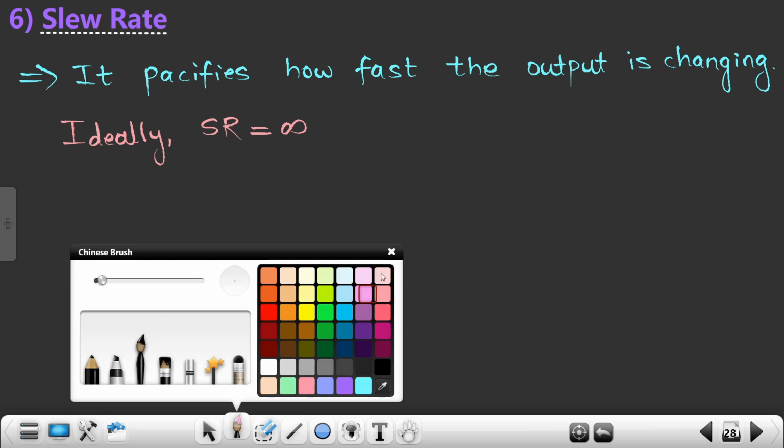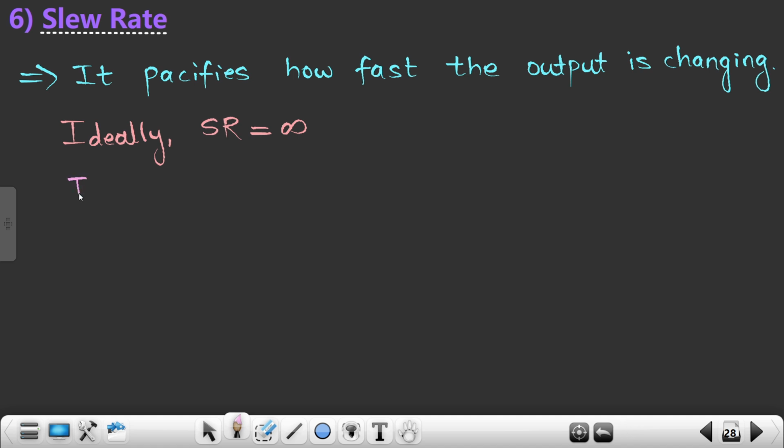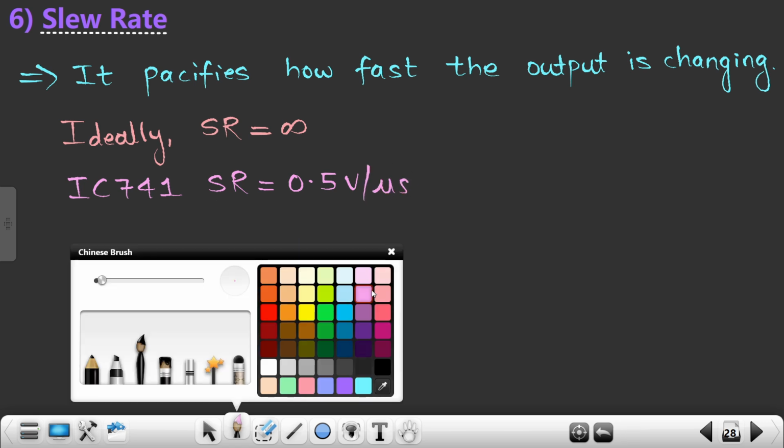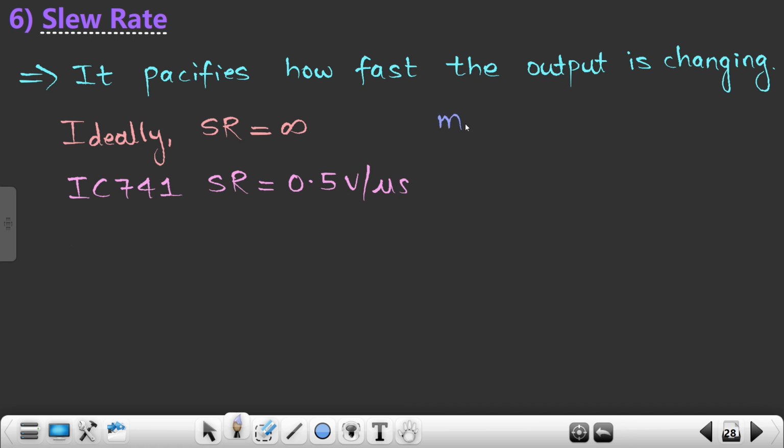Talking about IC741, the slew rate is 0.5 volts per microsecond. Basically, this slew rate is measured in volts per microsecond. I hope that you are able to understand this concept.